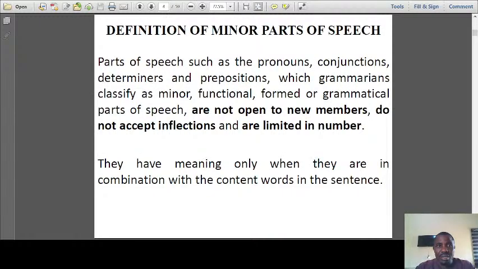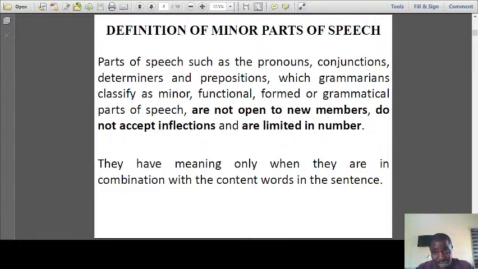Definition of minor part of speech. Parts of speech such as the pronouns, conjunctions, determinants, and prepositions, which grammarians classify as minor, functional, form, or grammatical parts of speech, are not open to new members. So like we said earlier, they cannot open to new members. What they are, they are. If they are 10, they are 10.